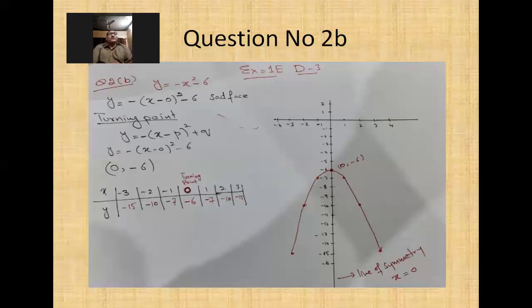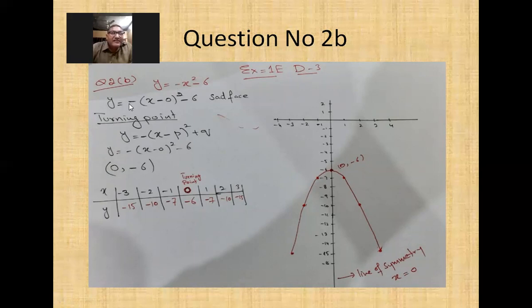Okay, so question number 2b is showing up on your screen. The equation is very simple. y equals -x squared - 6. Because the coefficient of x squared is negative, it will be a sad face. So I do a trick here.